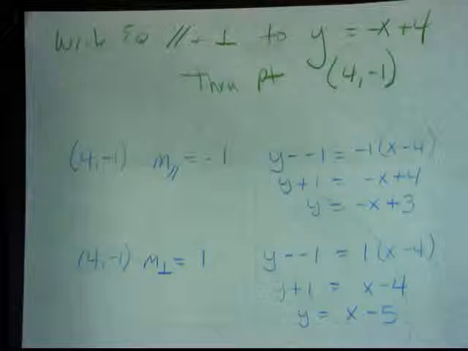All right, so that's how we're going to write equations. We're going to write equations given an m and b, given a point and a slope, given 2 points, and then given an equation and another point, we're going to write parallel and perpendicular equations. We will practice problems of this tomorrow in class.